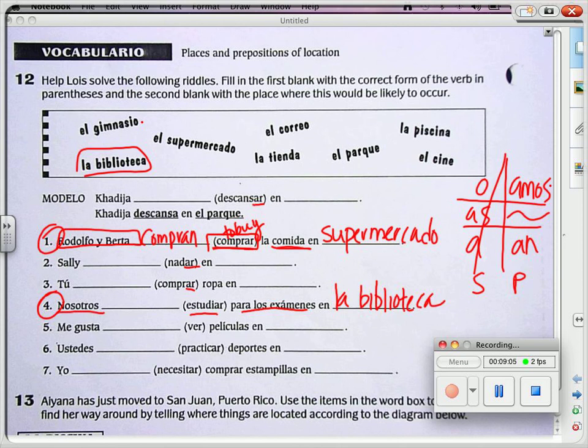All right, so who's my subject? Who's doing the studying? Nosotros. We're studying. Okay, so let me go to my chart. Is that going to be on the singular side of the chart or the plural? You're right. It's not going to be on the singular side of the chart. It's definitely going to be on the plural. Am I included? Nosotros means what? Yo, I; tú, you; él, he; ella, she; usted, you formal; nosotros, we. It means we. So that's on the plural side of the chart. I am included because it means we, so I'm going to use amos. So what do I do? Drop the AR and add the verb ending. Estudiamos.